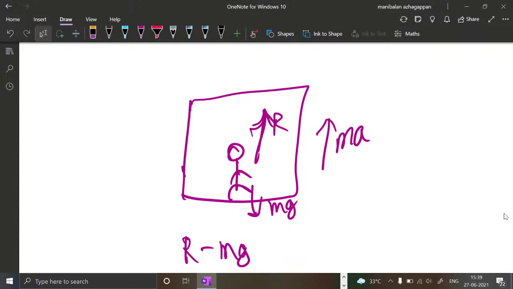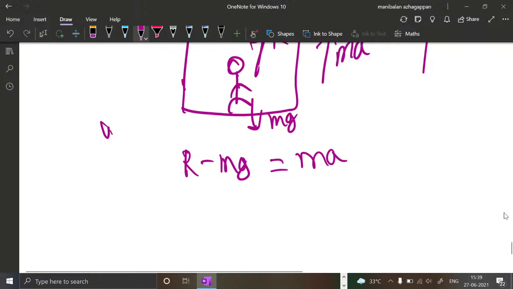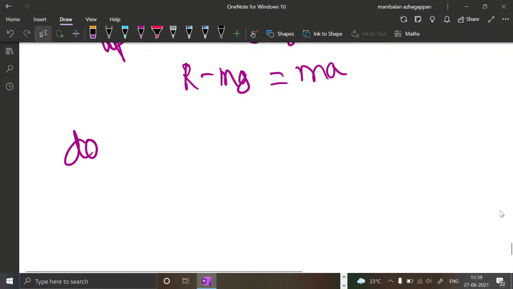R is greater than mg. Then only the lift can move upwards. R minus mg is equal to ma. It's very simple. This is only applicable when the lift is moving up. Same condition when the lift is moving down.